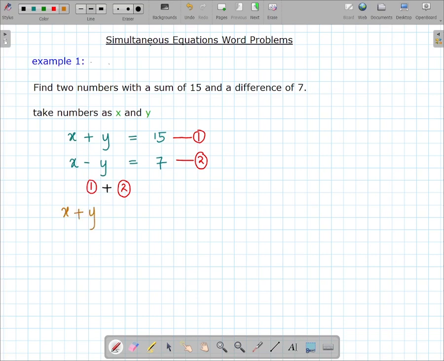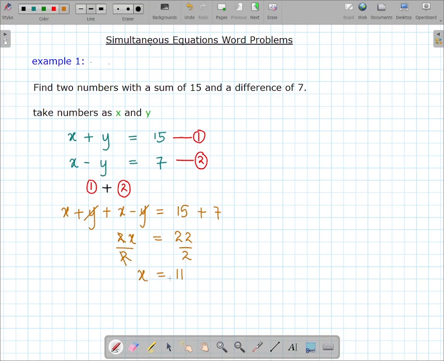x plus y plus second equation, that is x minus y equals first equation, right hand side, that is 15 plus second equation, that is 7. Then plus y minus y get cancelled. x plus x, that is 2x equals 15 plus 7, that is 22. Divide both sides by 2. 2 get cancelled. x equals 22 divided by 2, that is 11.